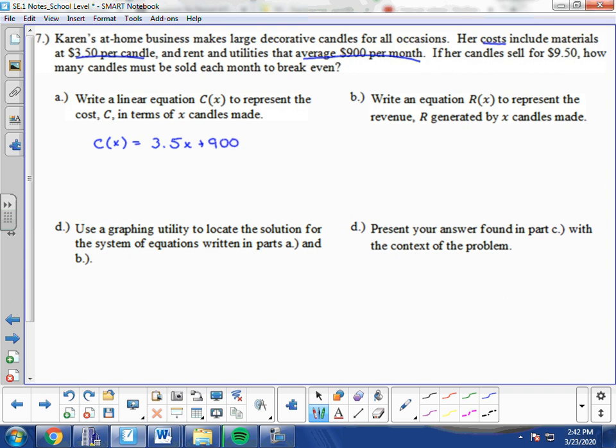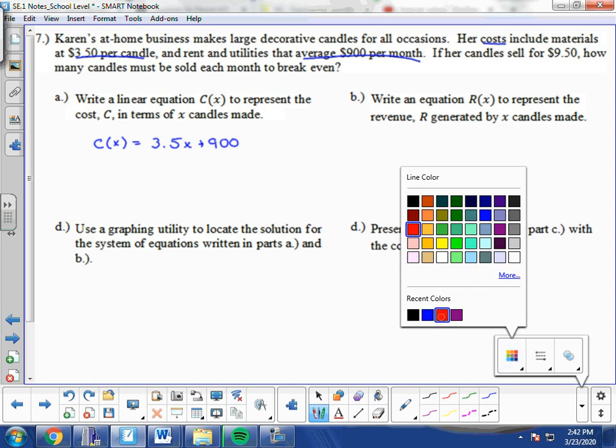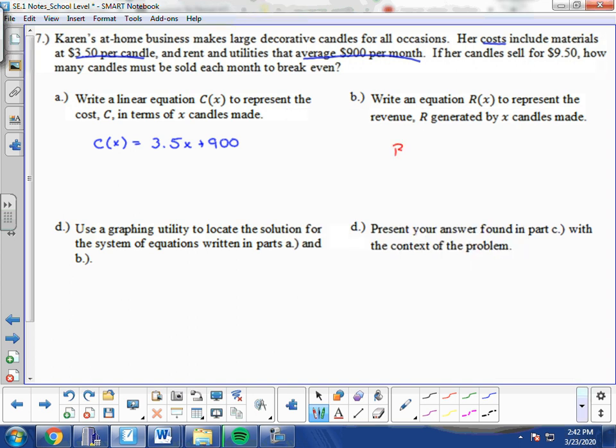So let's write an equation R of x to represent the revenue R generated by x candles made. So revenue is the money that's brought in. Remember, revenue is found by taking the number of candles, which is X, multiplied by what they sell for, which is 9.5. So 9.5x. There's no other way that she makes money, and so this would be the only part that we would be looking for.